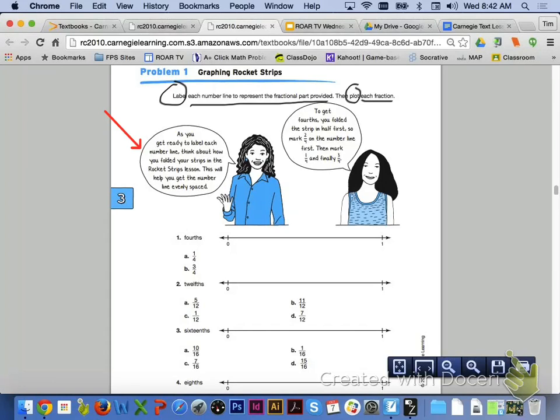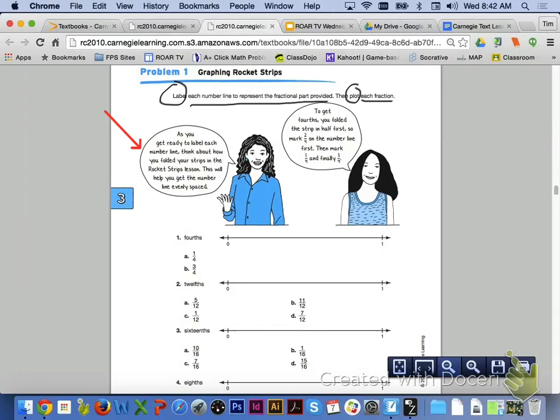Let's take a look at problem 1 on page 142. We are going to be using our fraction strips from the previous lesson, so make sure that you have those out. To get started today, we are going to label each number line to represent the fractional part provided, and then we are going to plot each fraction.